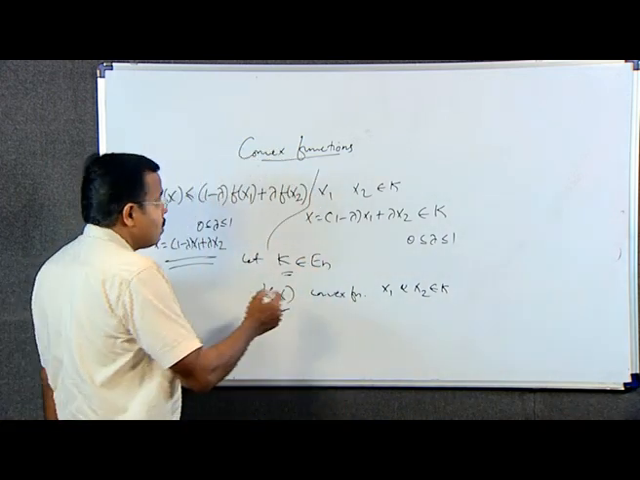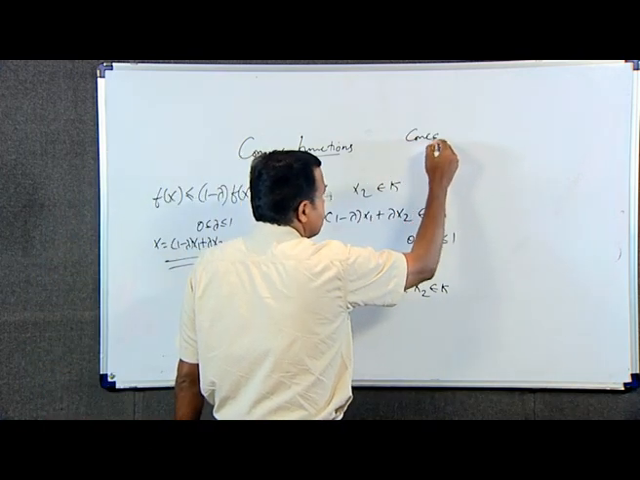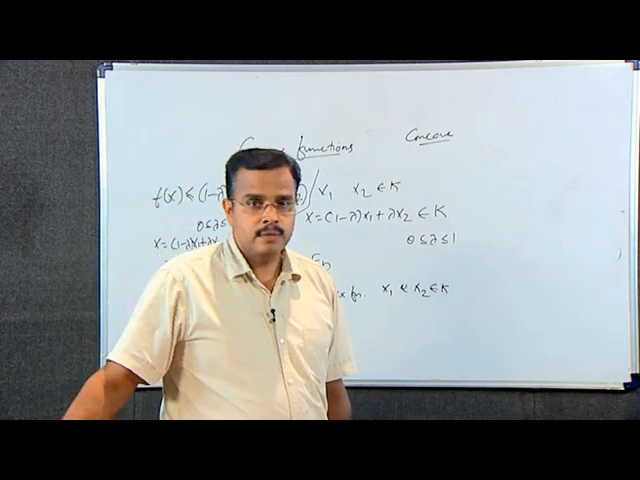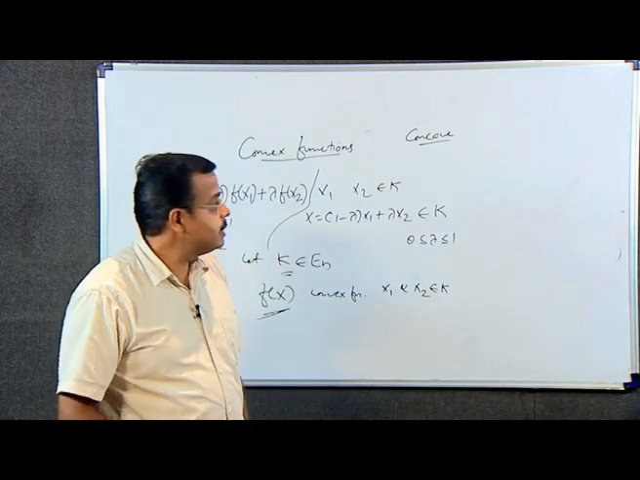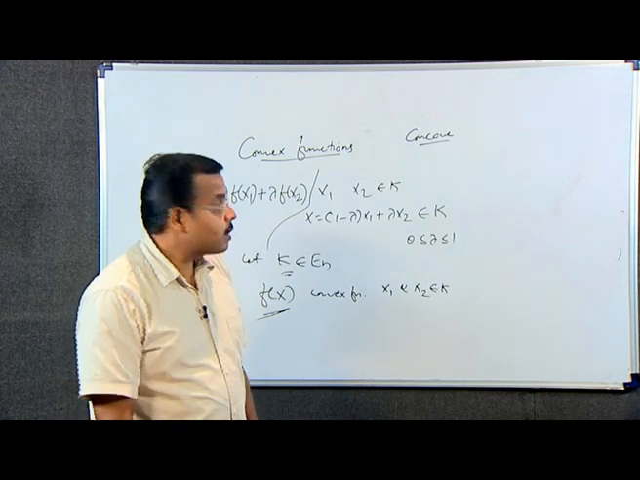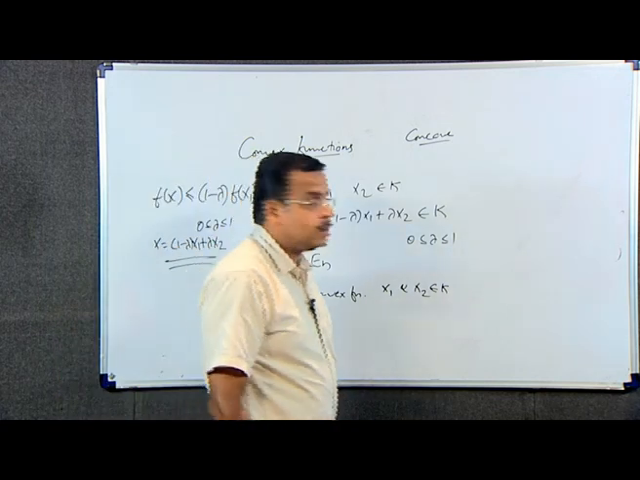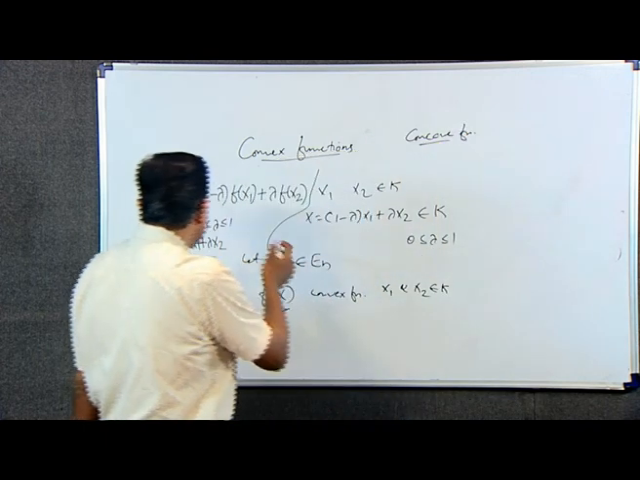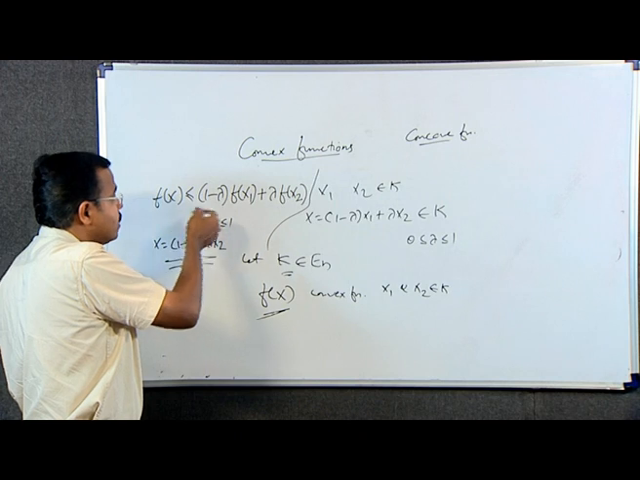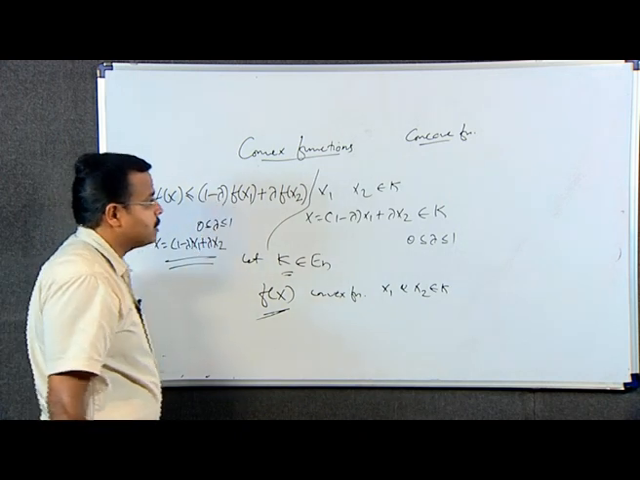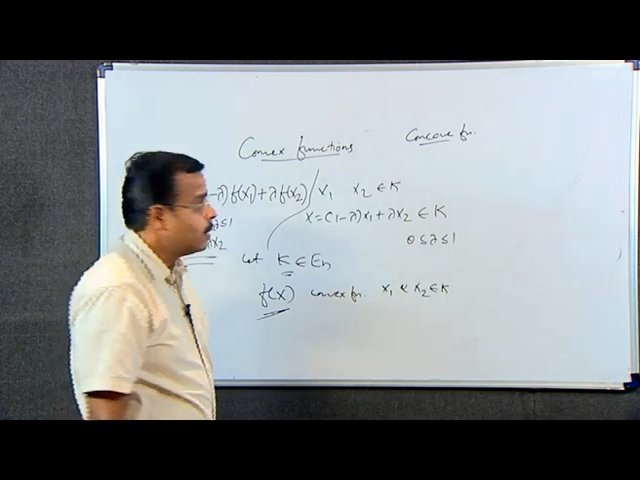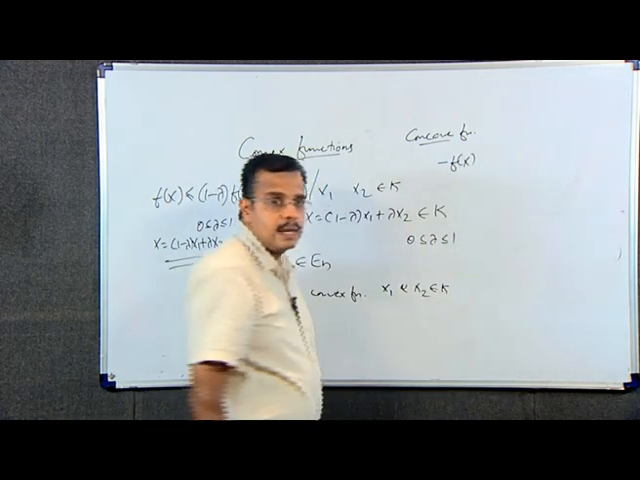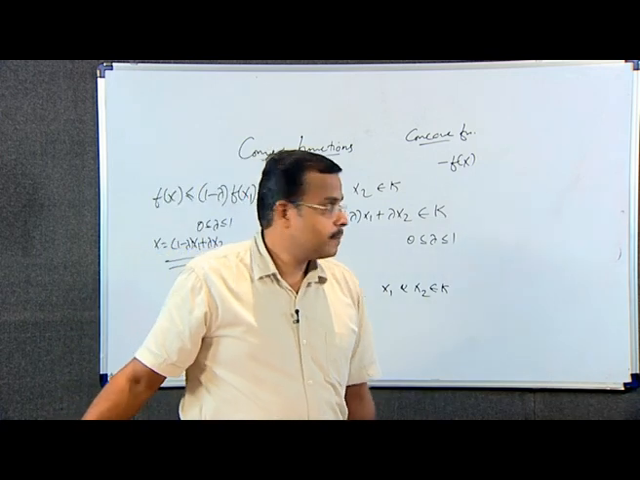Now, what is a concave function? The function is concave if the inequality sign is reversed, that means f of x greater than or equal to (1 minus lambda) times f of x1 plus lambda times f of x2. Or, if f of x is convex, then minus f of x is a concave function.